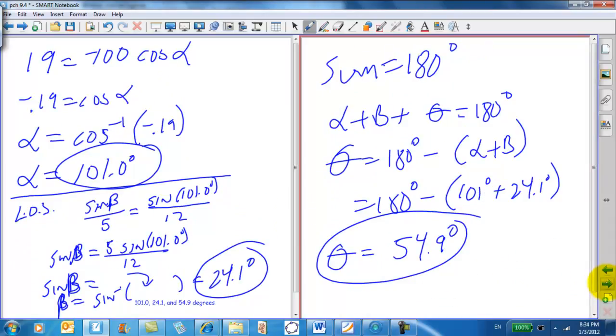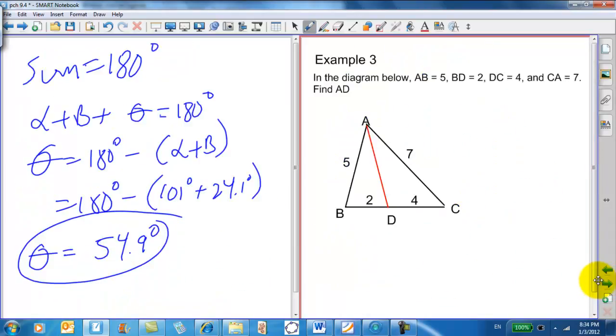Okay, in our third example, in the diagram below, AB equals 5, BD equals 2, DC equals 4, CA equals 7. We're trying to find this AD right here. So unfortunately, we only have two sides of this triangle ABD. But we can get this angle by using the law of cosines over here.